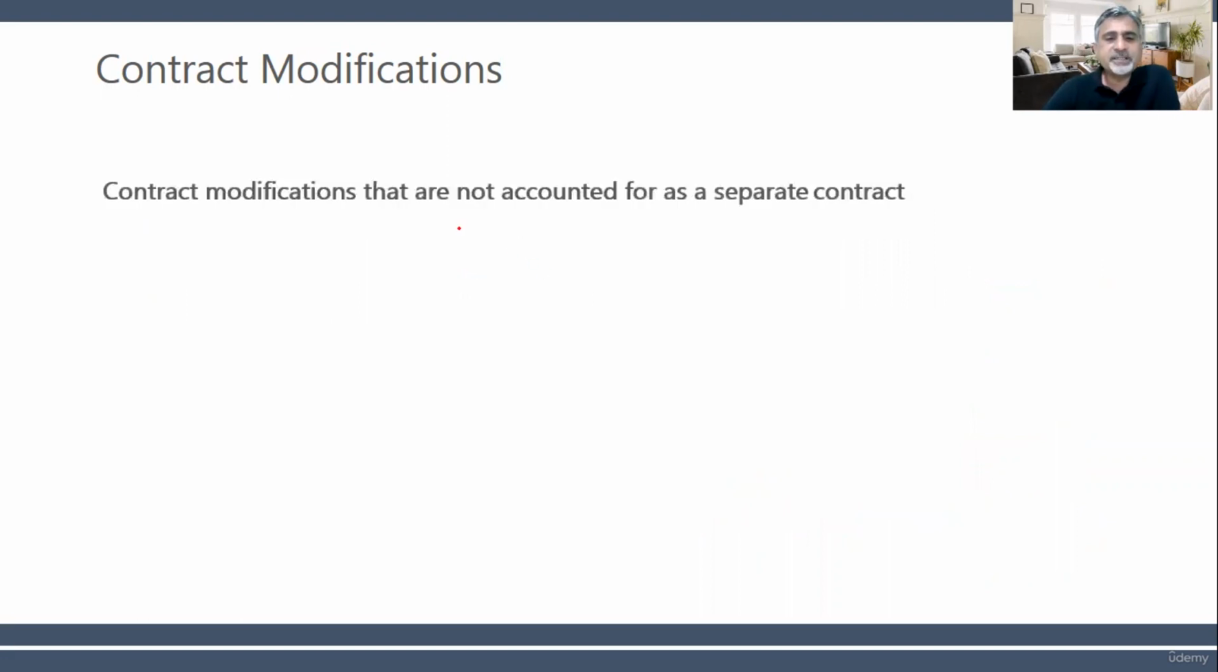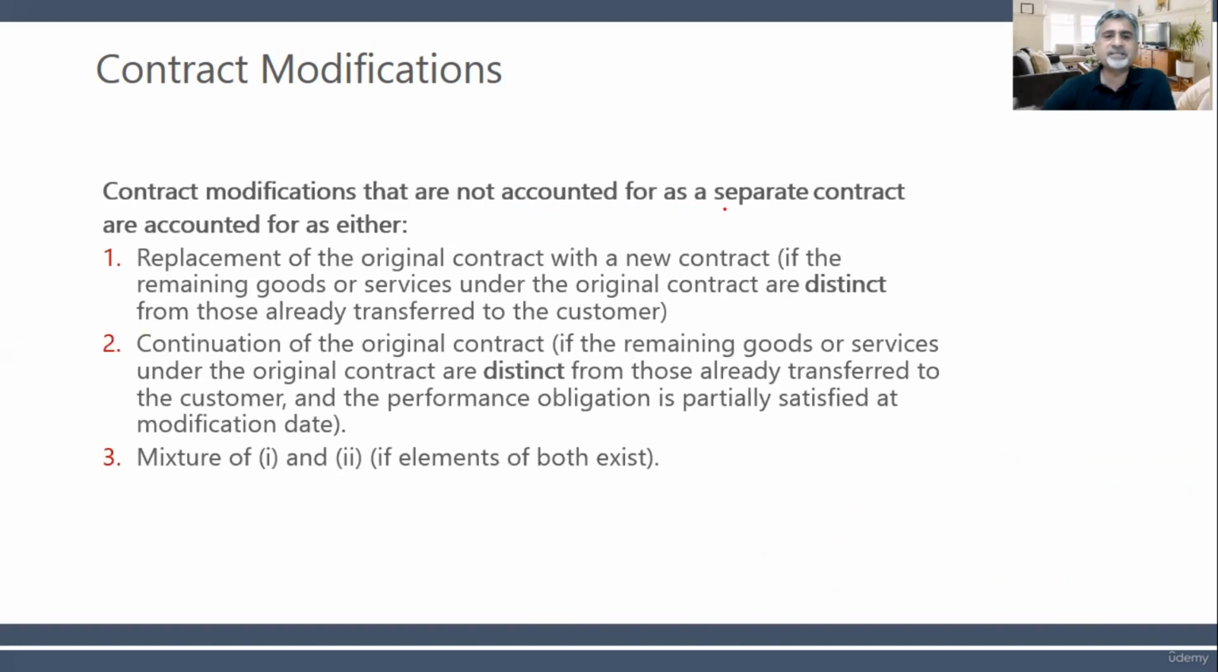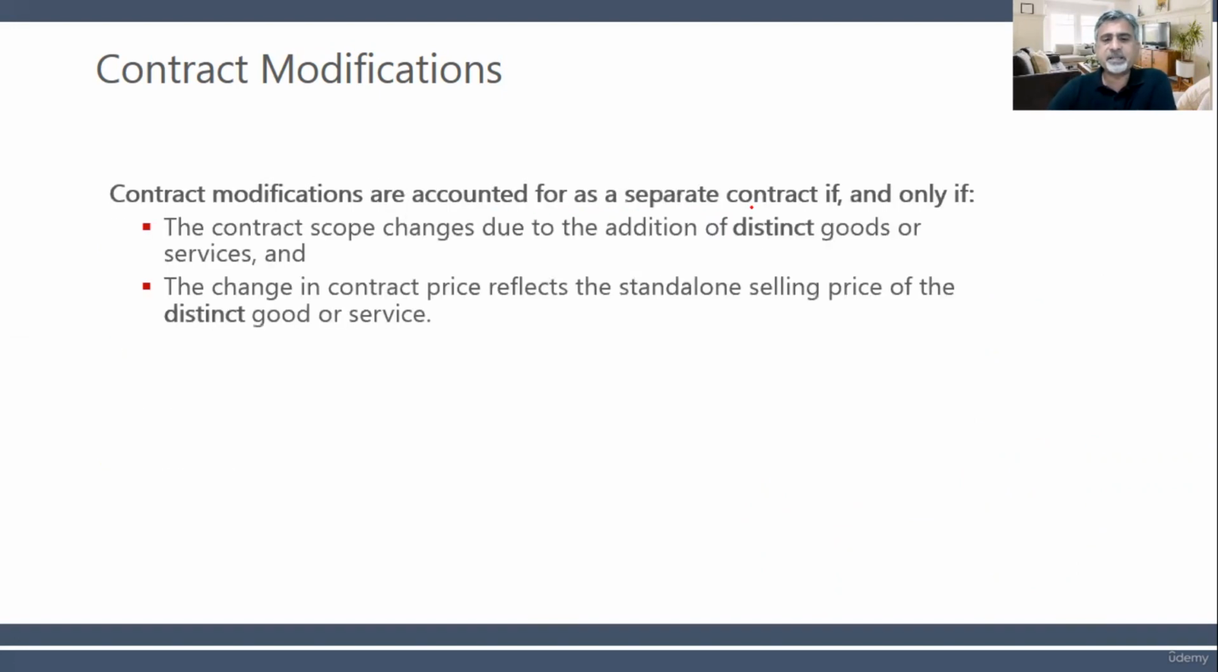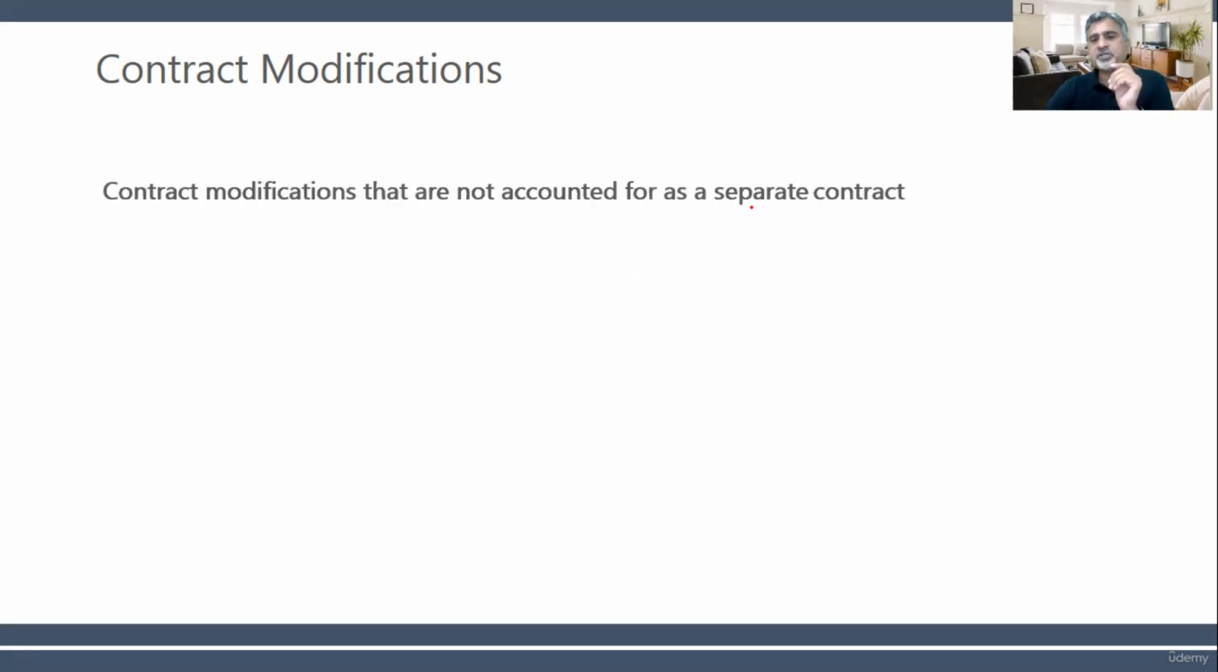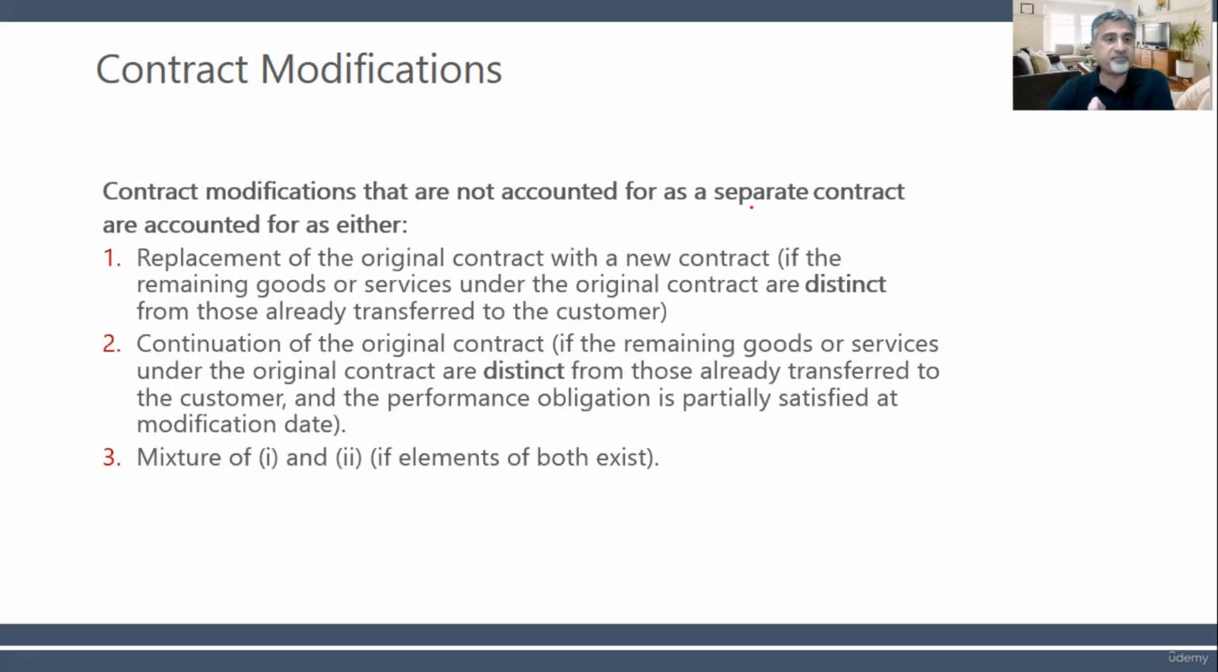Contract modifications that are not accounted for as a separate contract. So these are separate contracts. You need to make a separate contract if the scope changes or if the price is the same as the standalone price. And these, which are not separate contracts, are modifications.